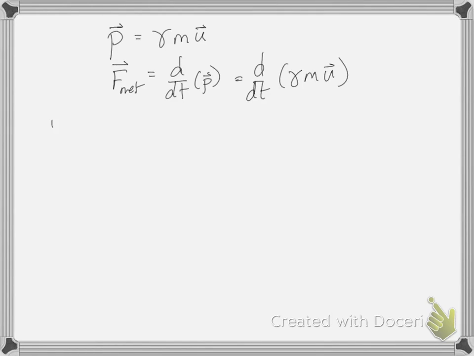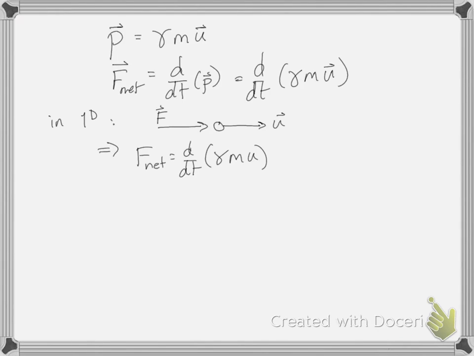If we are in one dimension, in other words, we exert a force in the same direction as the motion, then we don't have to worry about directions and we can just make these magnitudes. So therefore, F net is equal to d/dt of gamma mu. Now, how do we do this derivative? Gamma is time dependent and u is time dependent, m is not.